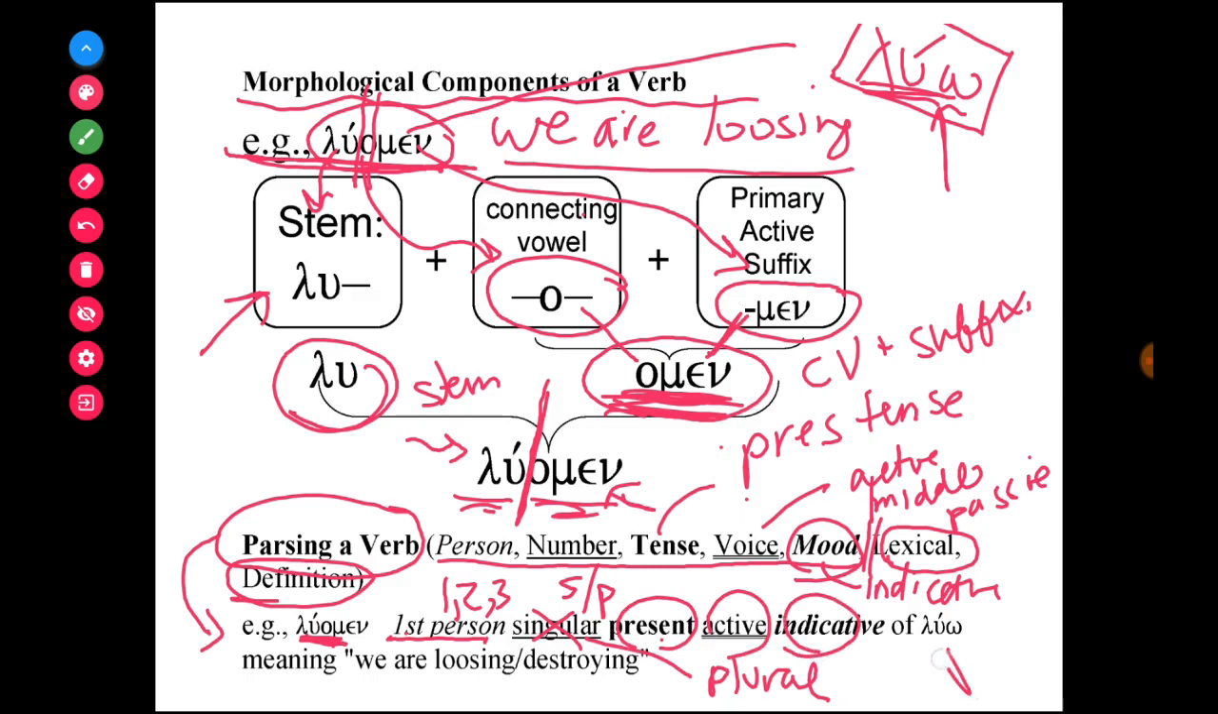Its lexical form is luo. Its translation is we are loosing. And sometimes it can mean to loose something, and in context it can also mean destroy. It has either translation, but we're going to take the non-violent translation and use loosing.